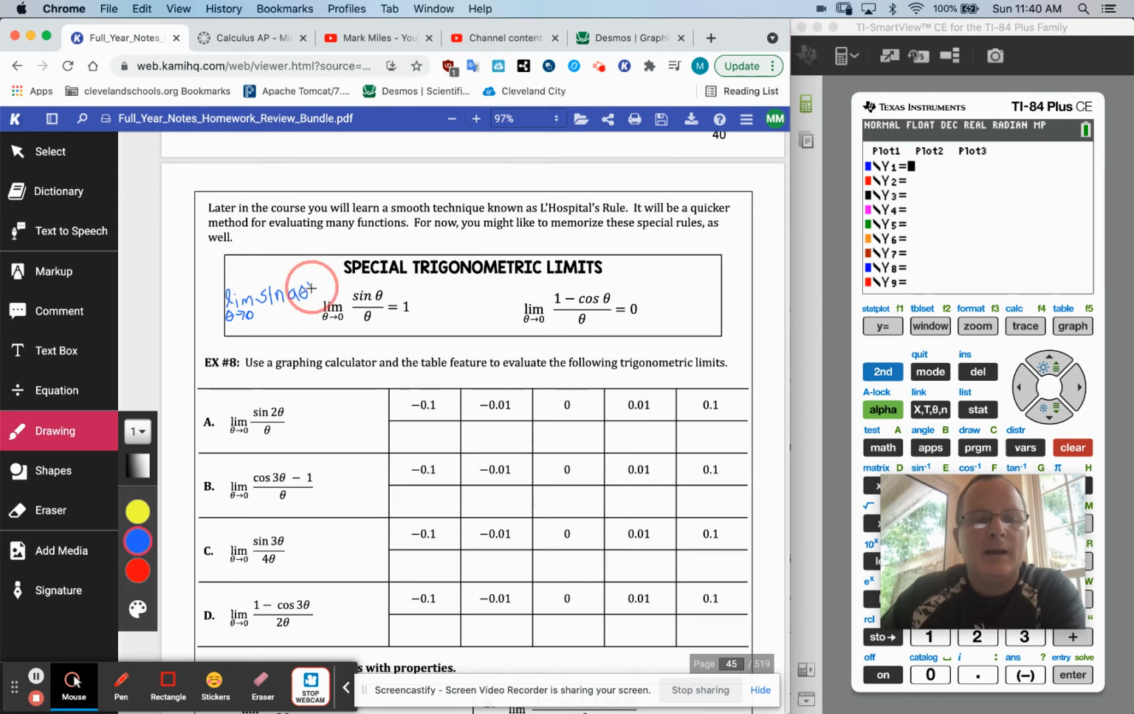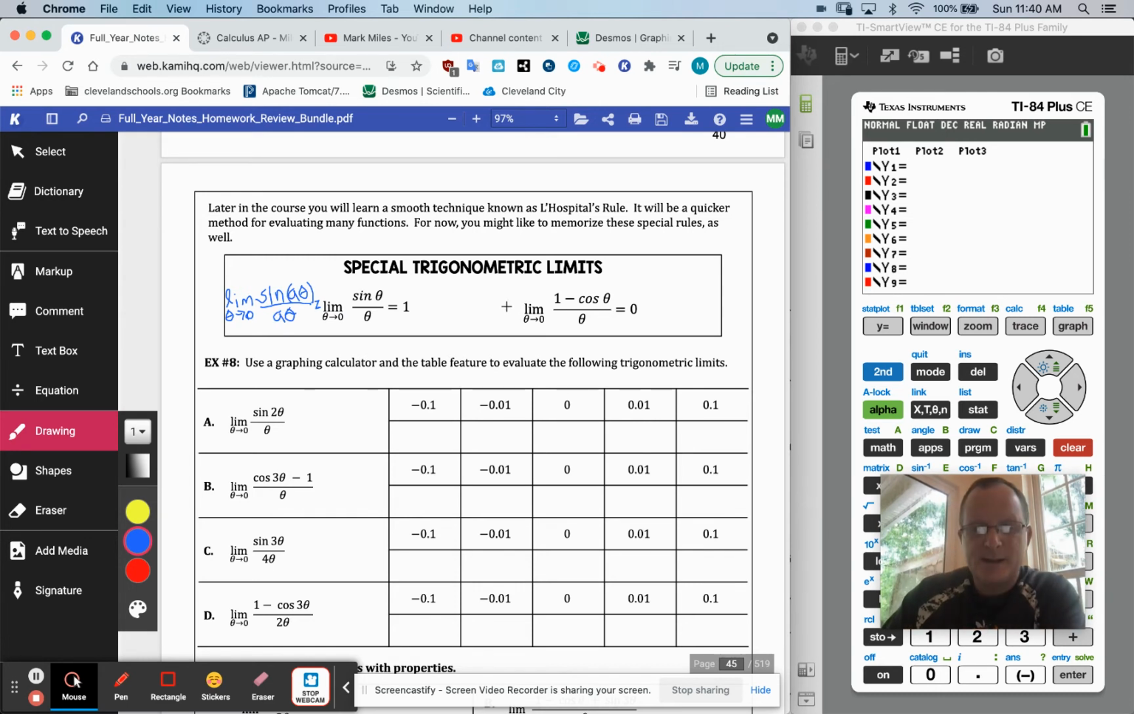Over that exact same thing, A times theta. Where A could be any value. Those are all going to equal 1. But we got to force those A's to be the same. That one's stuck. We can manipulate that one.